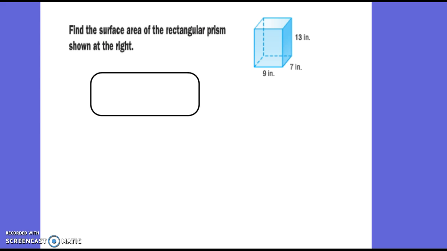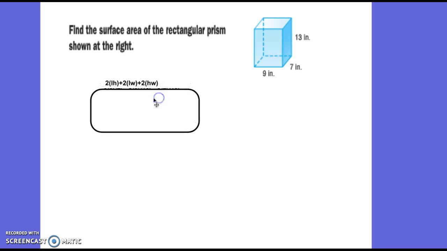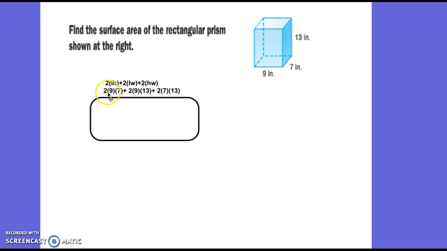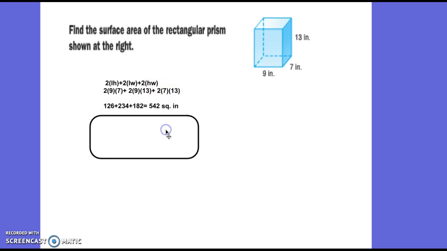If you're looking at this first shape for the rectangular prism shown at the right, you have a 9 by 7 by 13 figure. So if you plug in this formula, 2 length times height plus 2 length times width plus 2 height times width, you will just plug in those numbers. Your length is 9, your height is 7, your length is 9, your width is 13, your height is 7, your width is 13, and then it's just calculator work from there. You would add those together and you'd get 542 square inches.